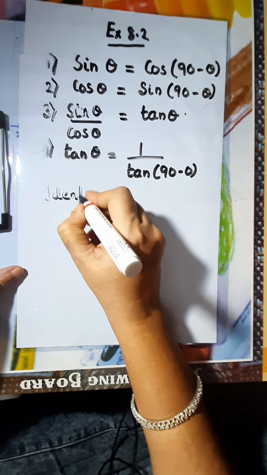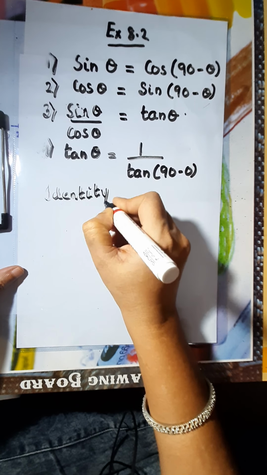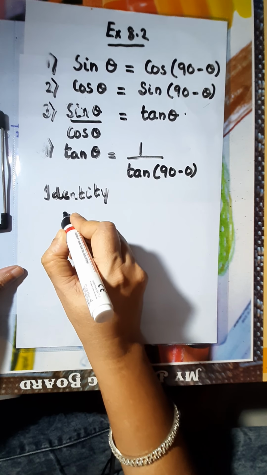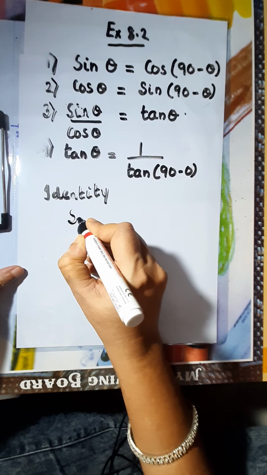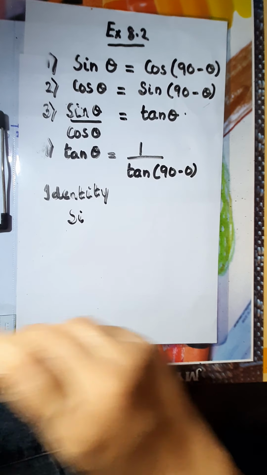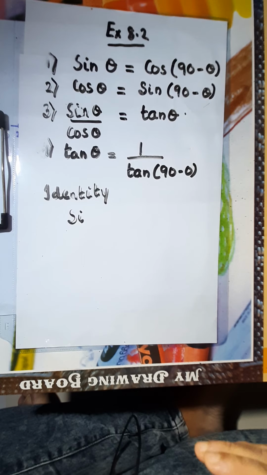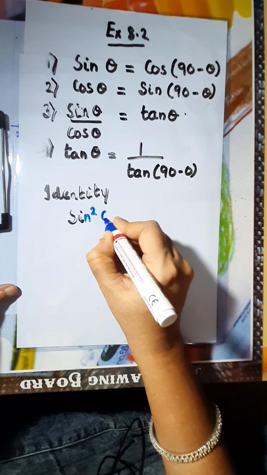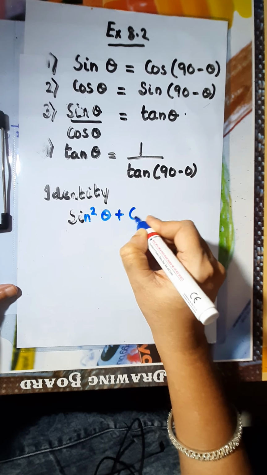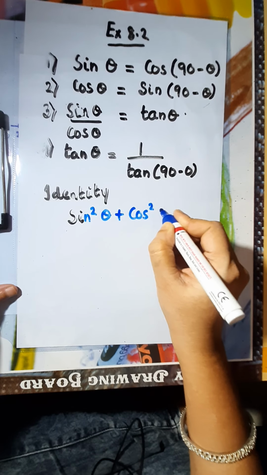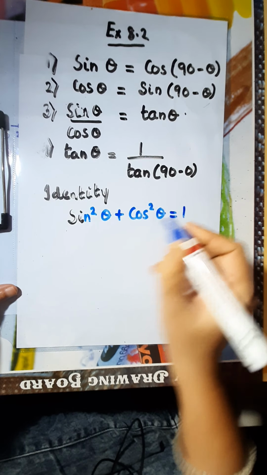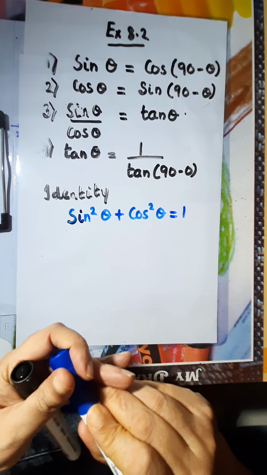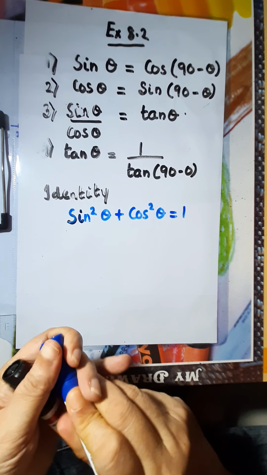There is an identity, and this identity is very important. What is this identity? This identity is sine square theta plus cos square theta is equal to 1. Sine square theta plus cos square theta is equal to 1. This is the next identity.